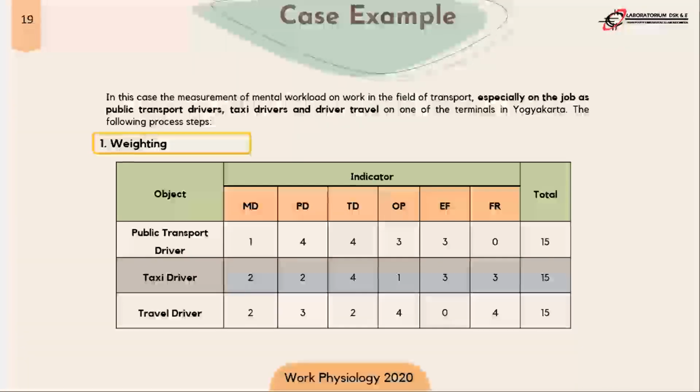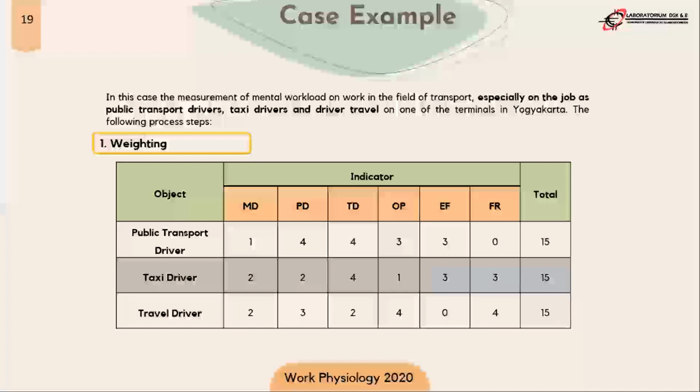This is for the public transport driver. And then for the taxi driver, mental demand is 2, physical demand is 2, temporal demand is 4, performance is 1, effort is 3, and frustration is 3. And then the last is the travel driver. Mental demand is 2, physical demand is 3, temporal demand is 2, performance is 4, effort is 0, and frustration is 4.